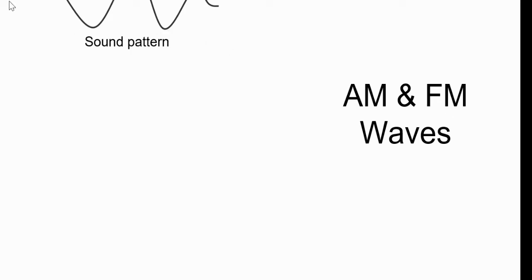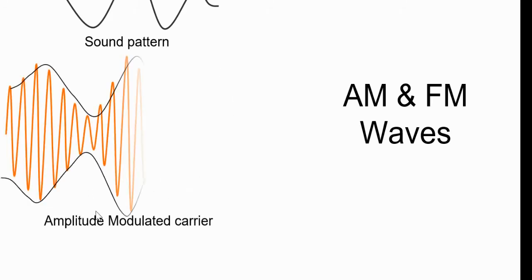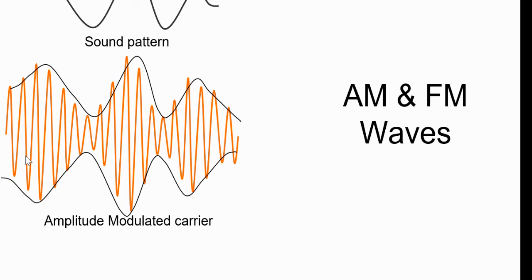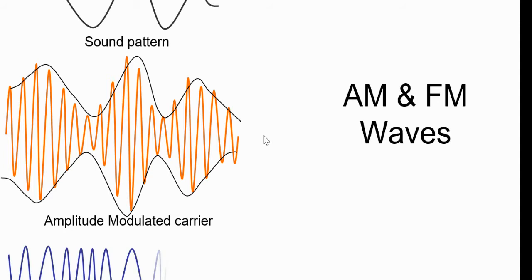So this might be a sound pattern of me clearing my throat, like that. Now, if I were to put that on amplitude modulated, we can kind of see that sound, right? So the amplitude goes up and down. Now, if this were FM, it would look like this, right? And notice that the frequency gets high frequency, low frequency, high frequency, but the wavelength doesn't change.